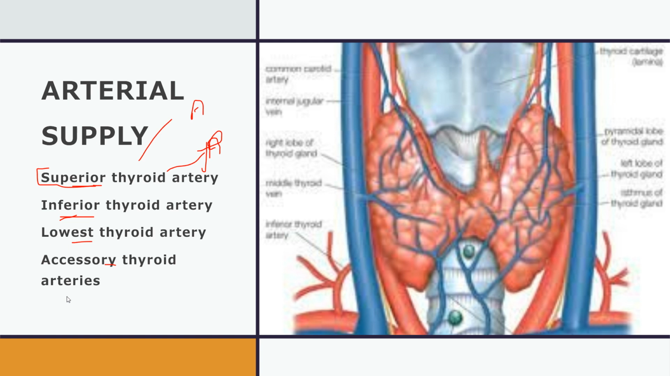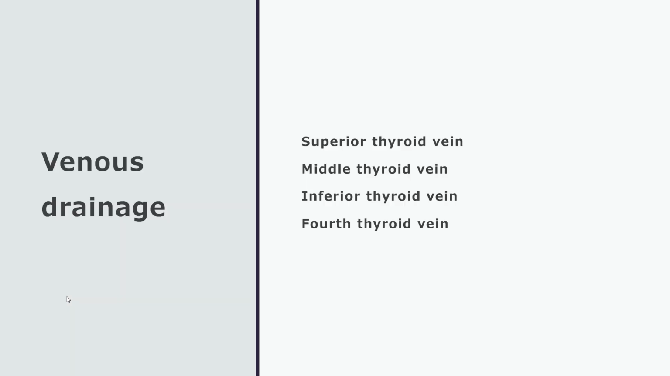Next of all, we are going to see about venous drainage. So first we are going to see about superior thyroid vein. It emerges from the upper pole and accompanies the superior thyroid artery and ends in the internal jugular vein. Middle thyroid vein is also a short wide channel.